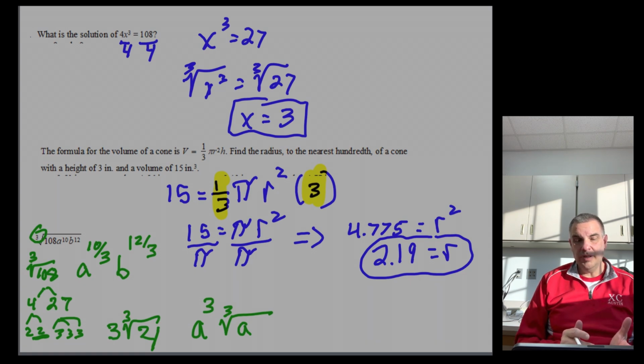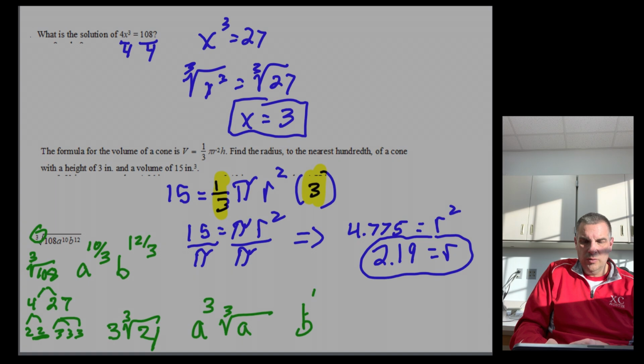So then we look at the b to the 12 thirds. 12 divided by 3 is 4. So that's just going to be b to the 4th with nothing left over.